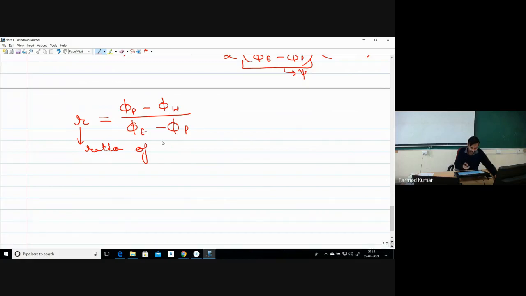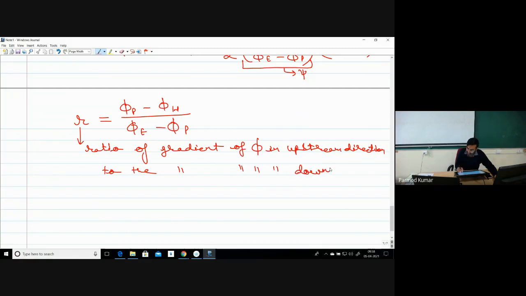So I can simply physically relate r as nothing but the ratio of the gradient of phi in the upstream direction to the gradient of phi in the downstream direction. That is something I can physically relate to the definition of this r.